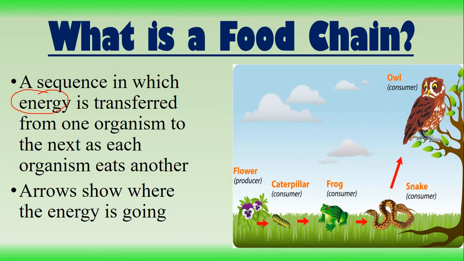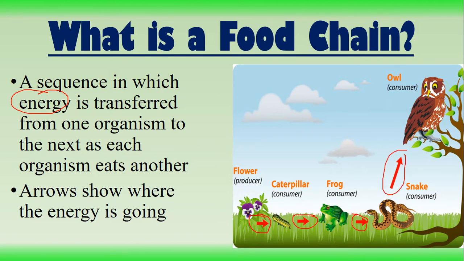So, you have flowers, then you have a caterpillar. The arrows here show the direction energy is flowing. So the caterpillar eats the flower and the energy goes to the caterpillar. Then the frog eats the caterpillar and the energy goes to the frog. Then the energy goes to the snake and then the energy goes to the owl.